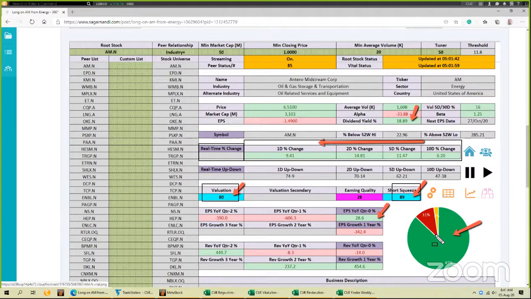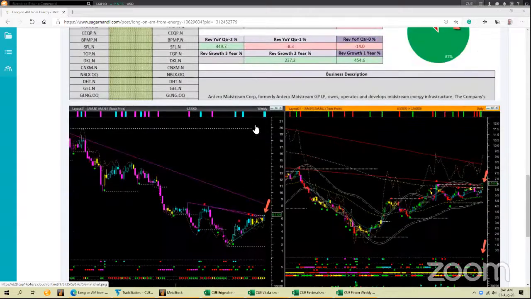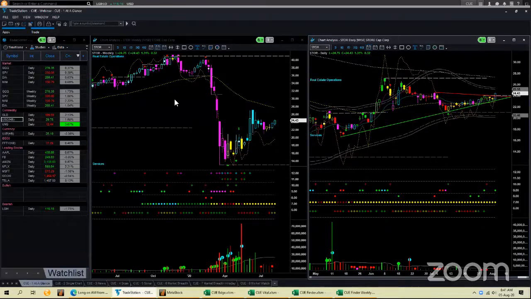Undervalued stock with short squeeze potential. 87% of 85 peer stocks in oil and gas storage and transportation went up yesterday. Has positive and accelerating earnings growth as well. So AM is looking good in terms of fundamentals and industry strength. Let's look at AM using this chart.